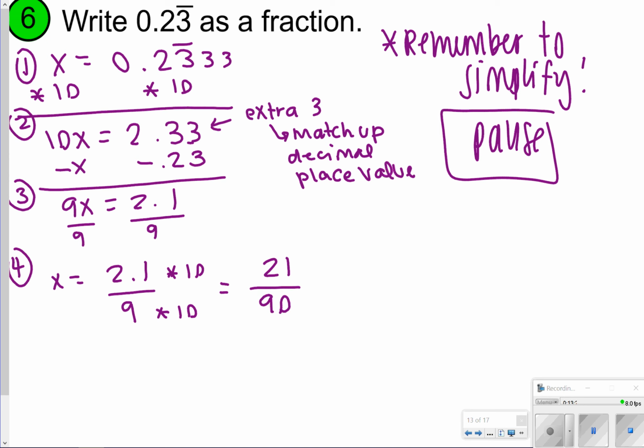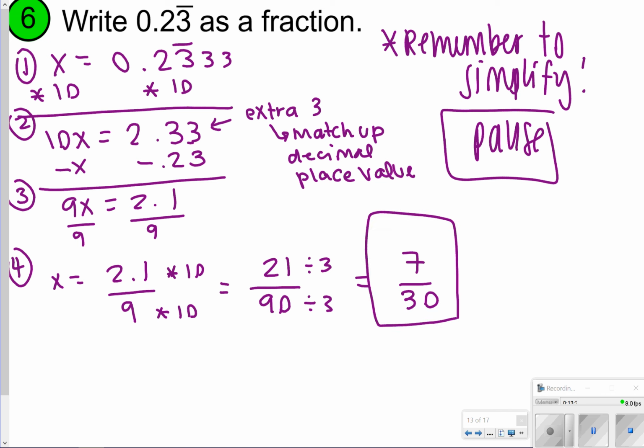Now we can simplify. 21 and 90 can be both divided by 3. So 21 divided by 3 is 7, and 90 divided by 3 is 30. So my final answer for number 6 is 7/30. Okay? You will have some of those like that on your homework, so if you want to come back and rewatch this section, you can.